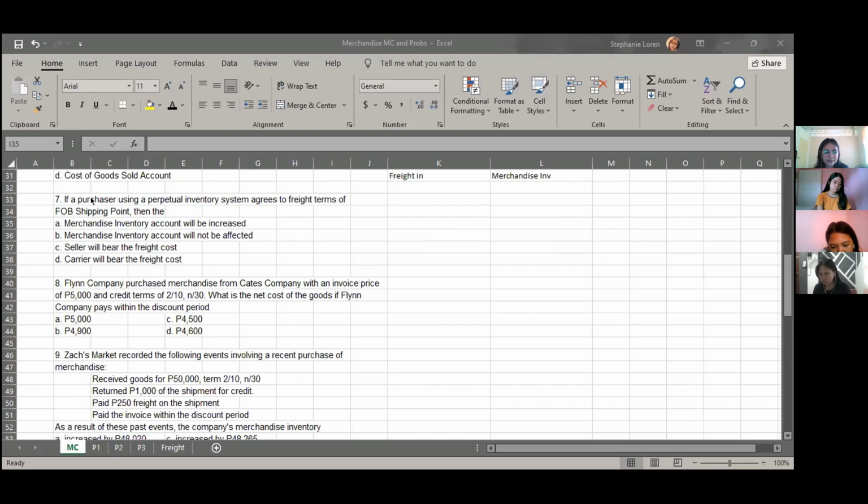Number 7. If a purchaser using a perpetual inventory system agrees to freight terms of FOB shipping point, then the A, merchandise inventory account will be increased. B, merchandise inventory account will not be affected. C, seller will bear the freight cost. Or letter D, the carrier will bear the freight cost. So, you can send your answers na through the chat box.